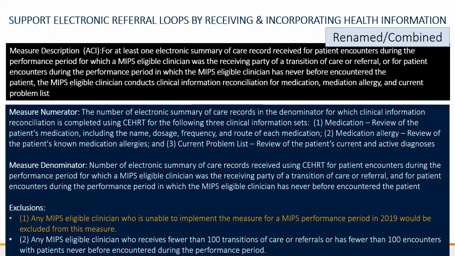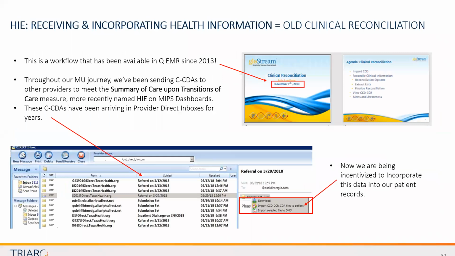Support electronic referral loops by receiving and incorporating, right? This is the one last year they called clinical information reconciliation. So it's the med list, the med allergies, and the problem list. These are the things that you're supposed to be extracting and reconciling. Again, this is a feature that's been in our product since 2013, apparently, was when we first talked about this.